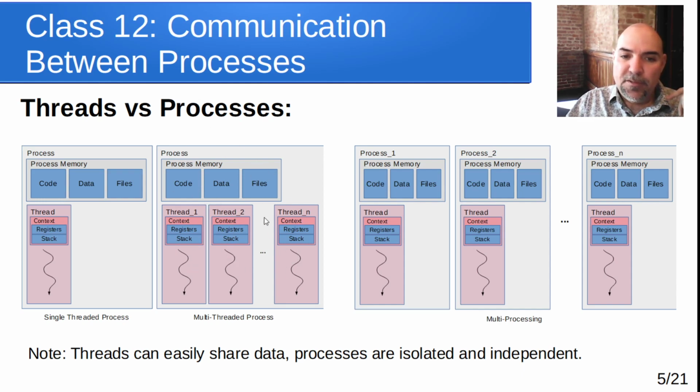So it's the interpreter that's doing that switching inside of here, but it's still one process. But with a multi-processing setup, we basically have a duplicate of this, where each one has its own code. The takeaway from this is that threads can easily share this data that's up here because they're all inside that one process together. But processes are isolated and independent from each other. This code and this data and these files are completely separate from this code and this data and these files for process N over here.